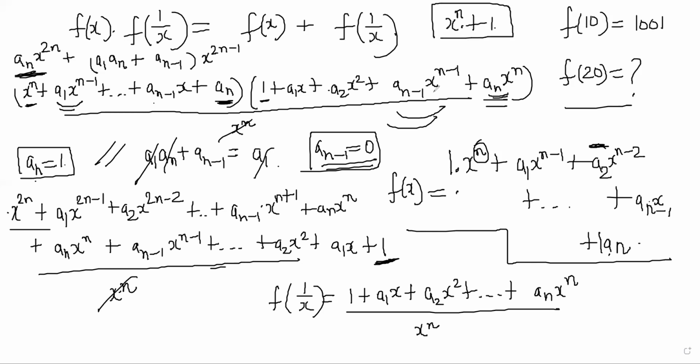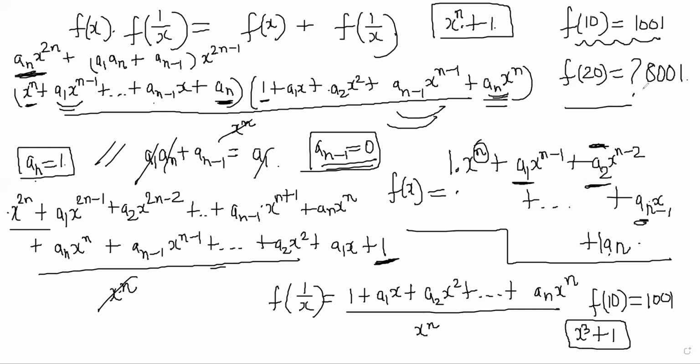No other coefficients will be present. This will be 0, this will be 0, this will be 0, and so on. So here, see, it fits x cube plus 1. f of 10 will be 1001 if x power 3 plus 1 is the function, right? So f of 20 will actually be 8001.